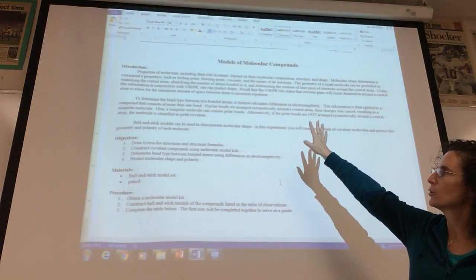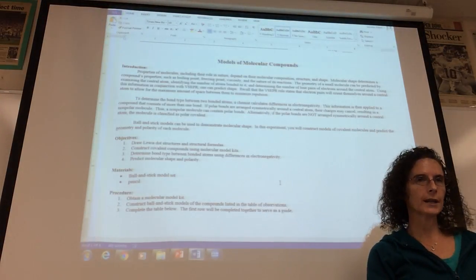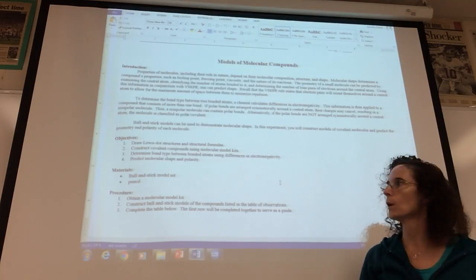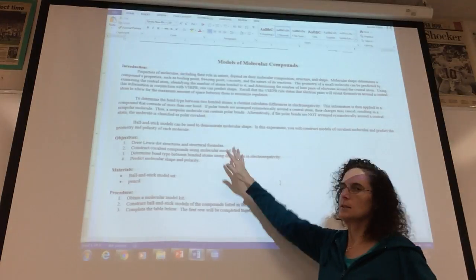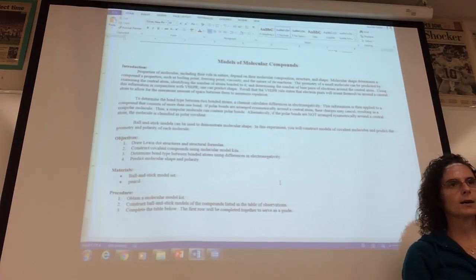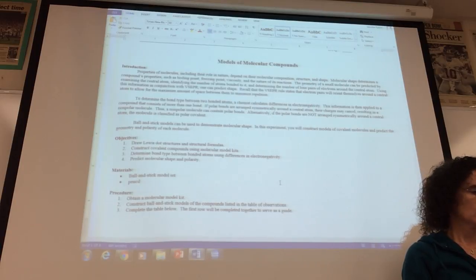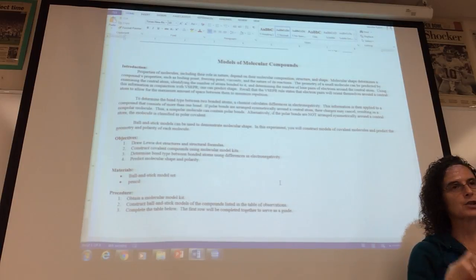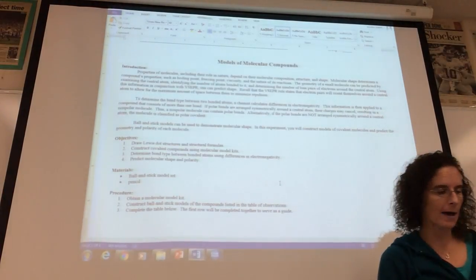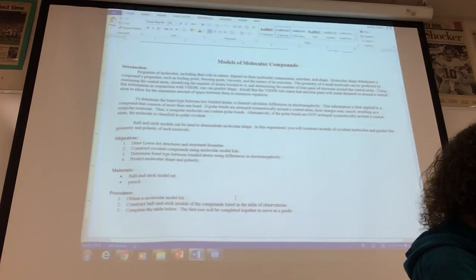With your lab today, you're going to read the introduction. Read it. There's information there that you need to answer the questions with. Our objectives are to draw Lewis dot structures, to construct them, which will help us understand the shape better. By looking at the shape and bond polarity, we can determine the molecular polarity. So a lot of objectives that we've been talking about in class.